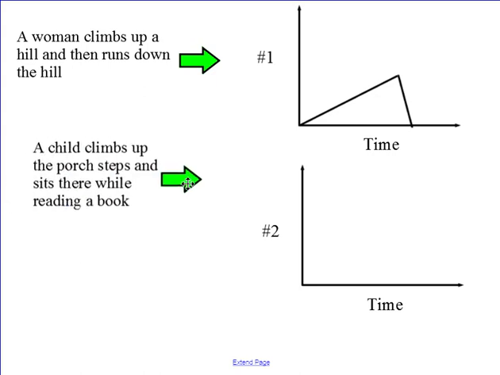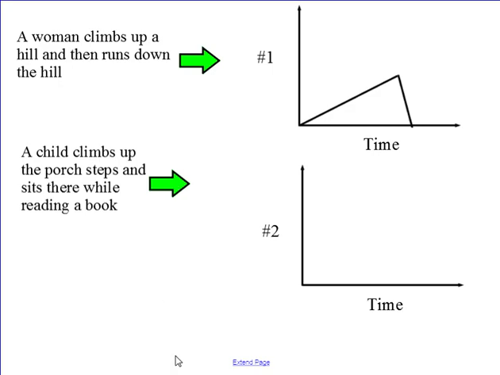In the second example, this one says a child climbs up the porch steps and sits there while reading a book. Well, we know that, let's say there are 5 steps on the porch. Child probably climbs, and we're going to say maybe a small child. We're going to give them just a little bit of time to get there, not going very fast. And it says they're going to sit there and read a book. Well, if they're going to sit there and not move, we're going to have a flat line. So that kind of gives us this idea.